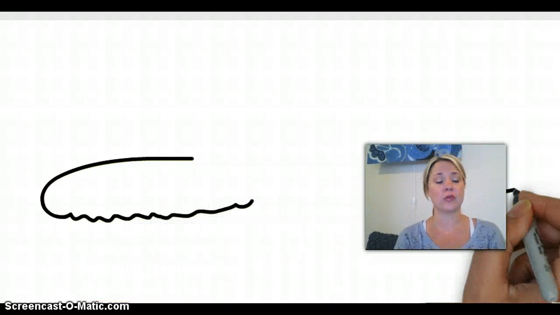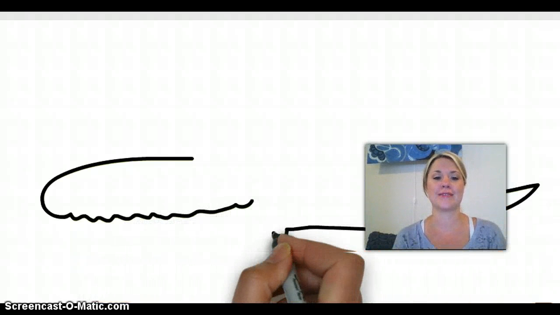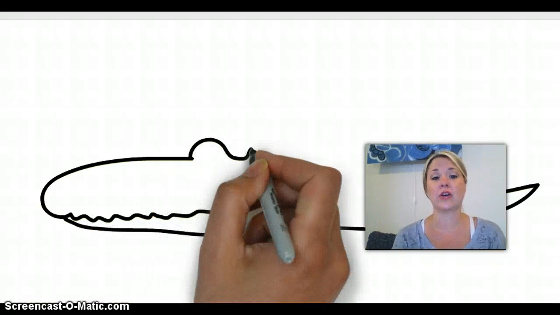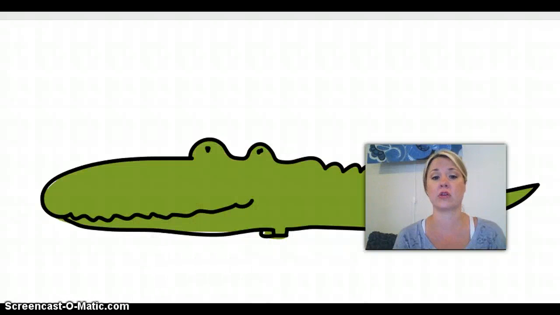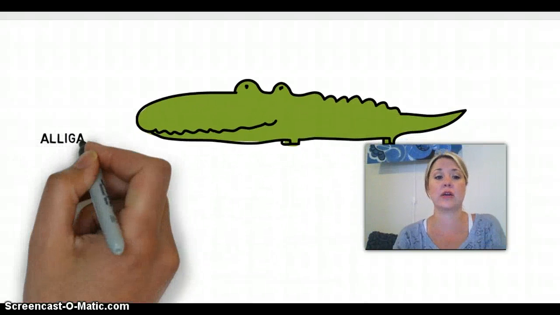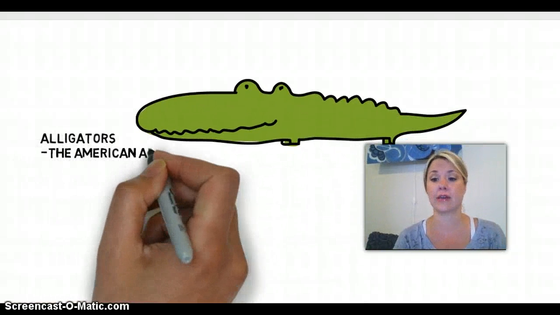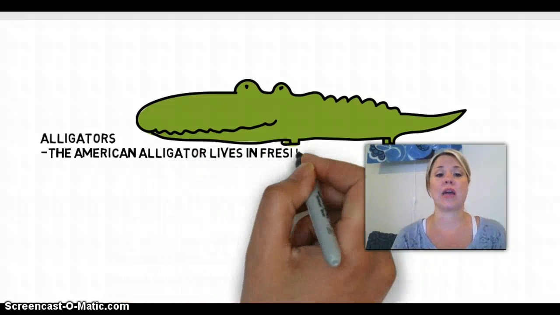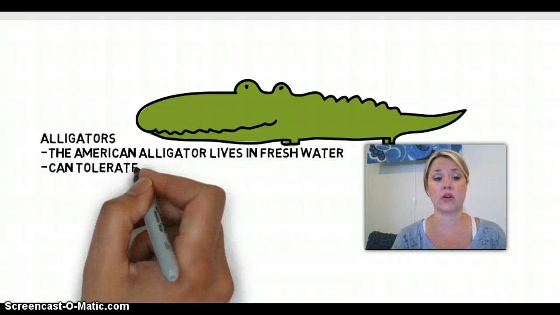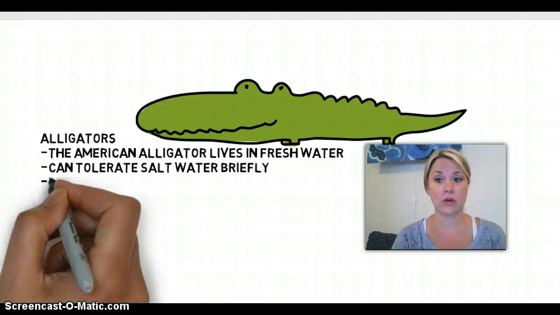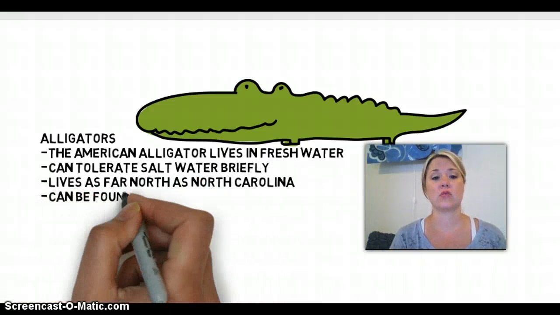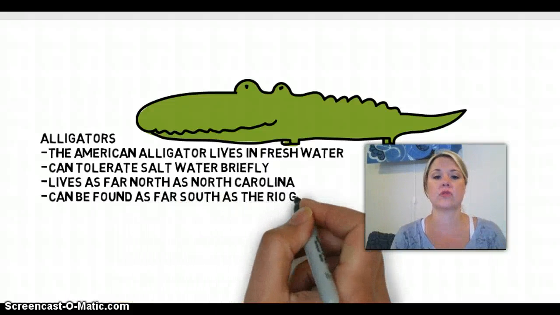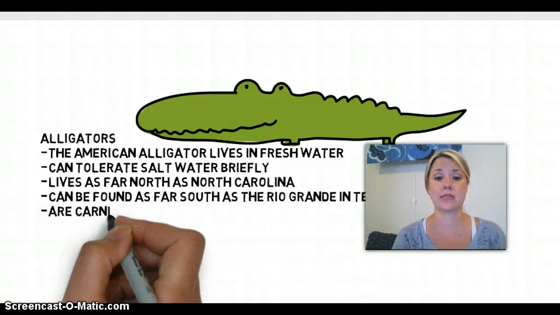And my final aquatic animal is the American alligator. There are actually only 2 species of alligators currently in existence, the American alligator and the Chinese alligator. Alligators live in fresh water. They can tolerate salt water briefly, but they live as far north as North Carolina, and they go clear down to the Rio Grande in Texas.